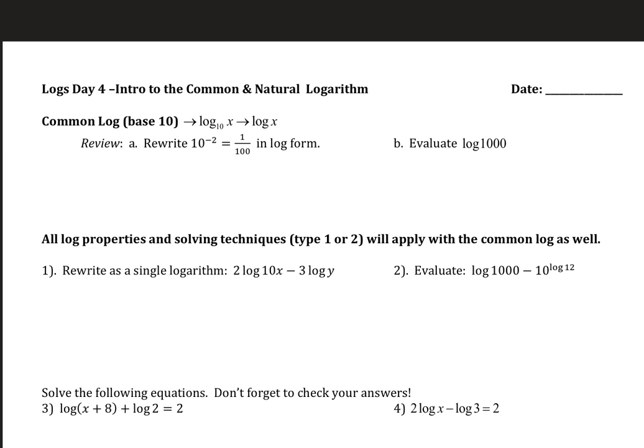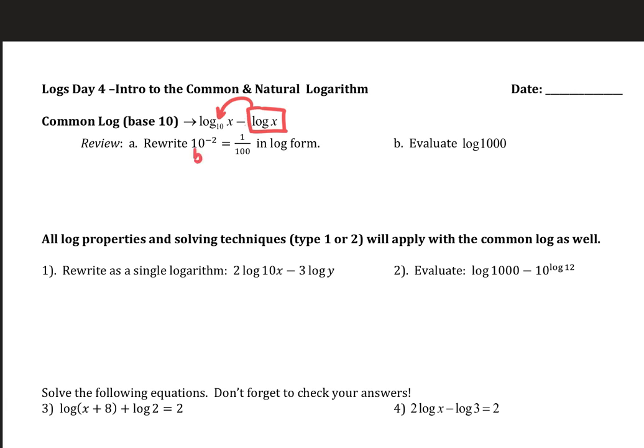And actually, everything with the common log on the front side is all stuff you've done already, even way back to the first day of log notes. So remember that when you have log of x without any base written, it is understood to be base 10. And so I want to practice now that we have moved further with logs, not writing that base 10 when it's used. So for A, it says rewrite 10 to the negative 2 equals 1 over 100 in log form.